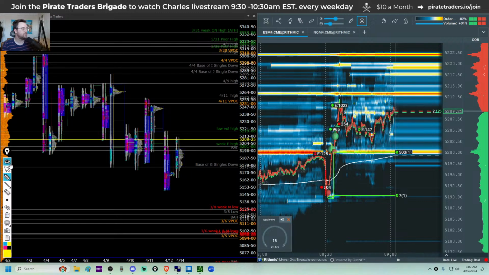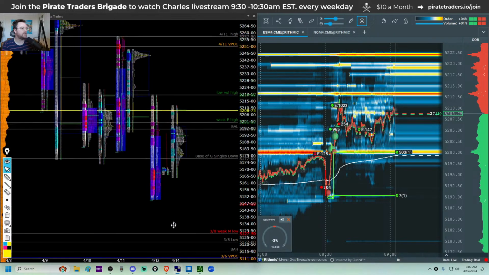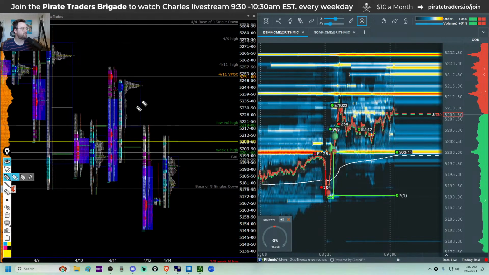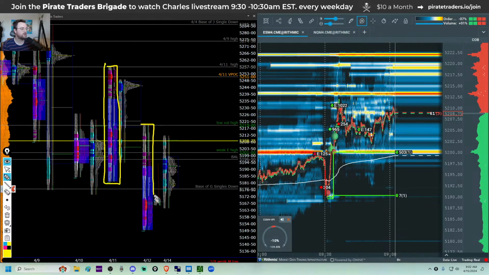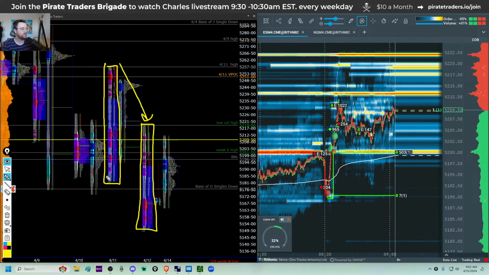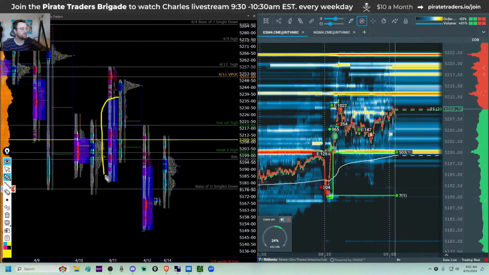Just starting zoomed out here, looking at the market profile for Thursday and Friday, both days were very large ranges. We made lower highs and lower lows on the day time frame. We also had value, which is the blue box, overlapping to lower. So that is all bearish to see for the market.